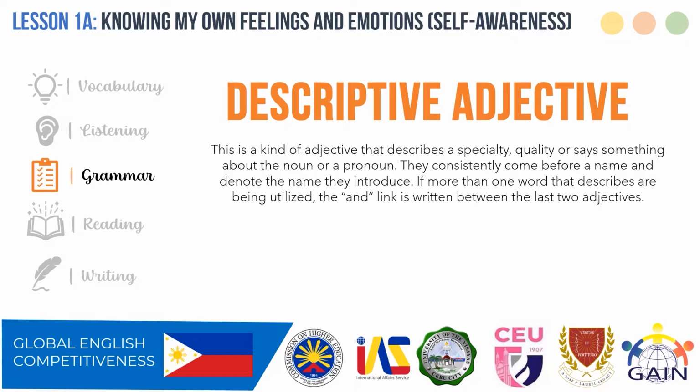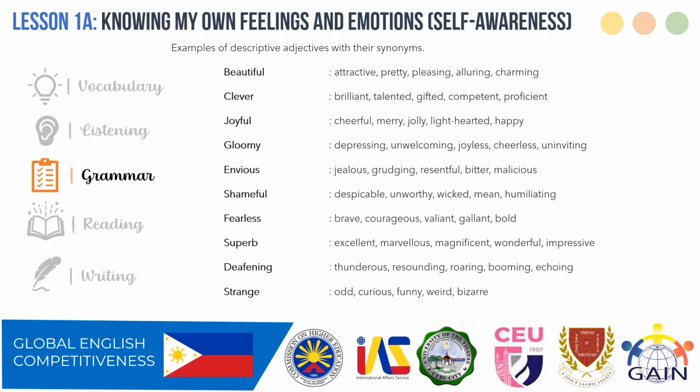Now for our grammar lesson, let's talk about descriptive adjectives. This is a kind of adjective that describes a specialty, quality, or says something about the noun or a pronoun. They consistently come before a noun and denote the noun they introduce. If more than one word that describes is being utilized, the word "and" is written between the last two adjectives. Here are some examples of descriptive adjectives with their synonyms.